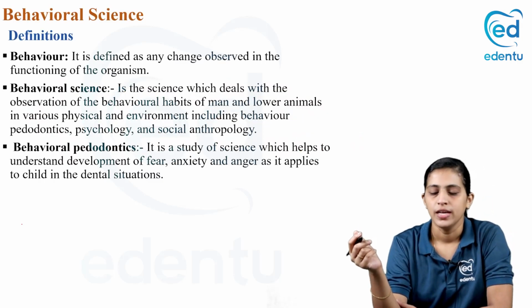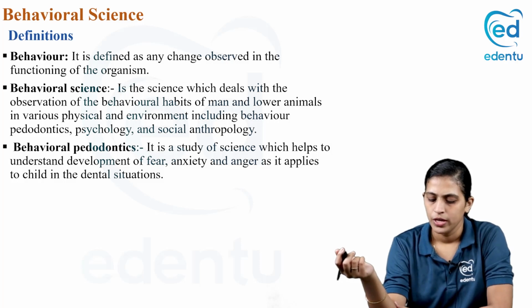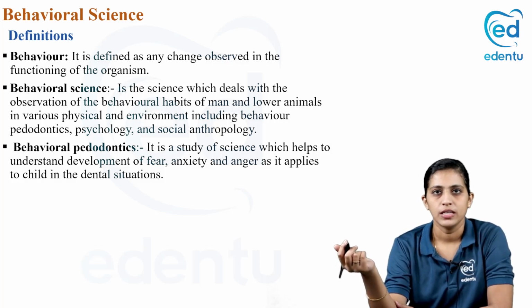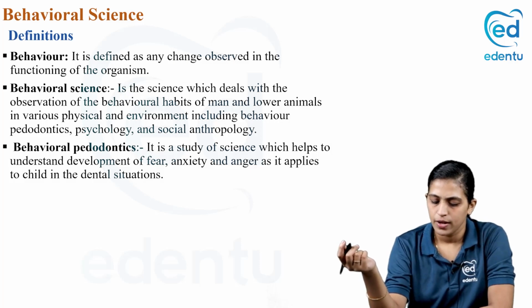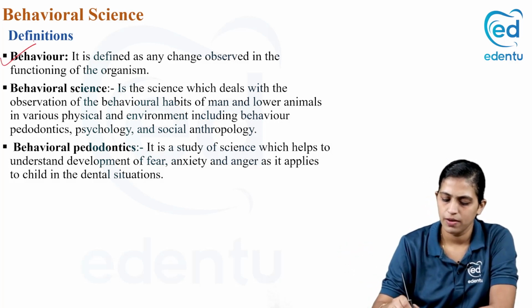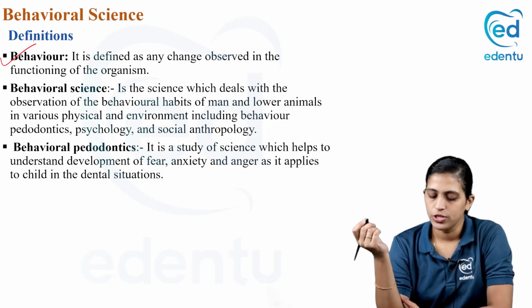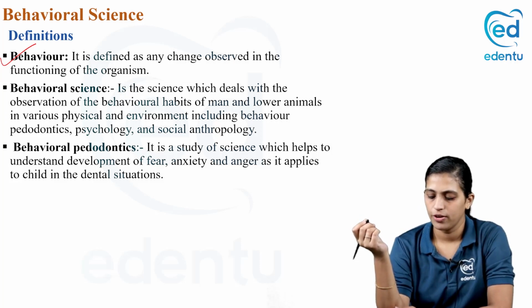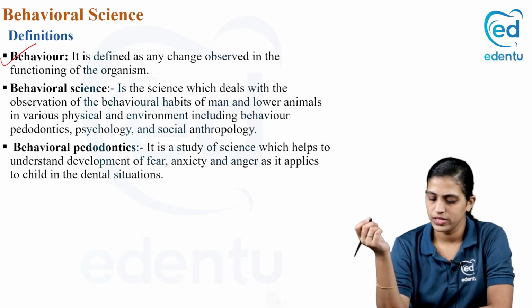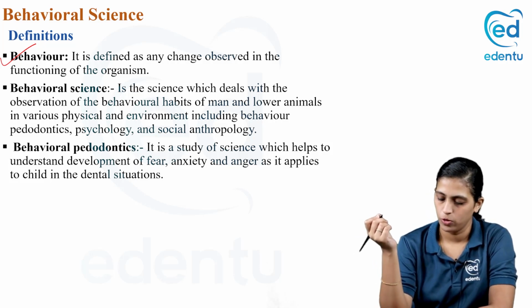To begin with, some definitions that we should know. So what is behavior? Behavior is defined as any change observed in the functioning of an organism. Now, what is behavior science? Behavior science is the science which deals with the observation of the behavioral habits of man and lower animals in various physical and environmental settings, including behavior, pedodontics, psychology, and social anthropology.